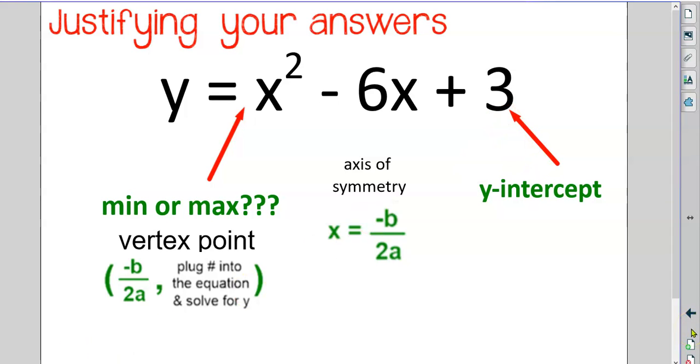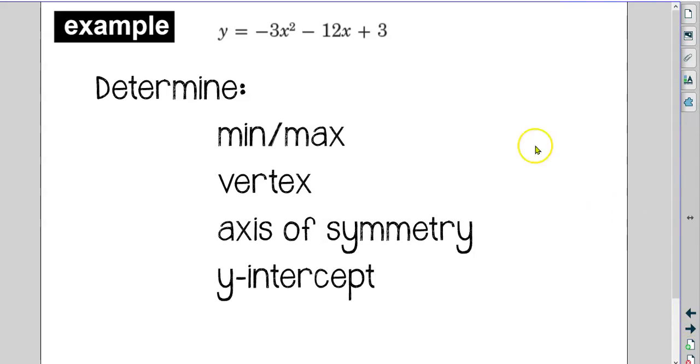Now that we've concluded the lesson, it's expected that if you were given an equation, you could determine all 4 of these identifying characteristics. That you can tell me that this has a maximum because it's a downward-facing parabola. That you could actually tell me the vertex point. That you could actually give me the equation of the axis of symmetry. And that you know that the y-intercept is 3.